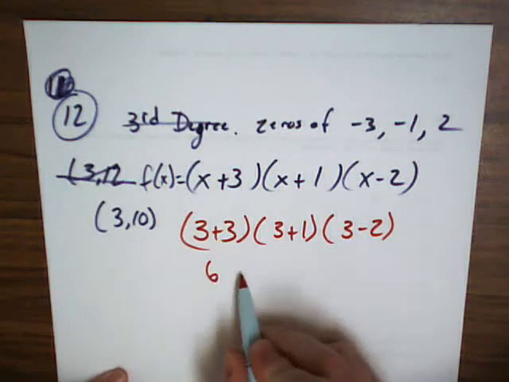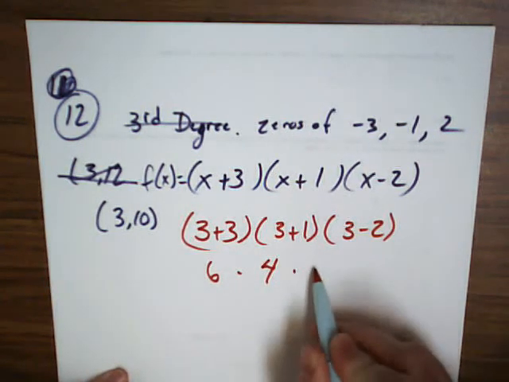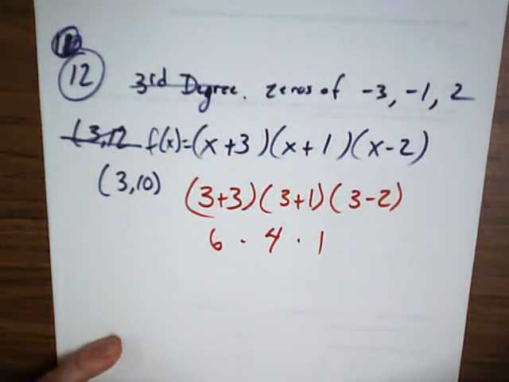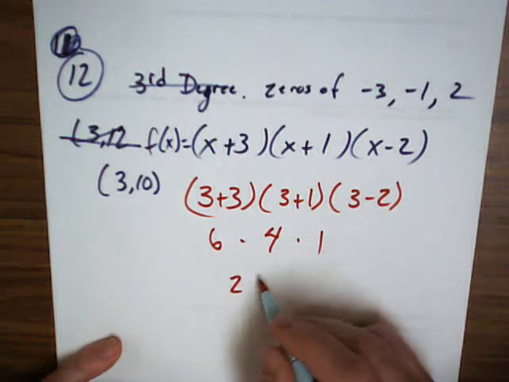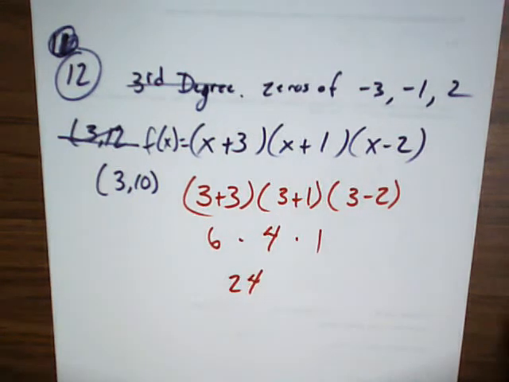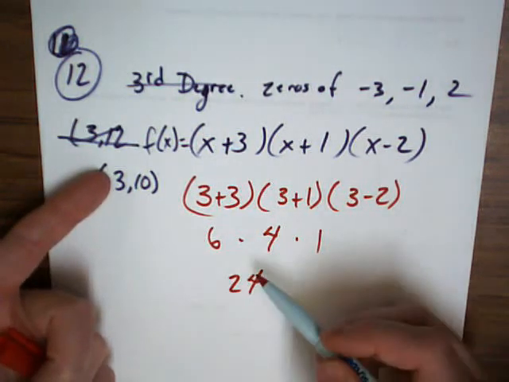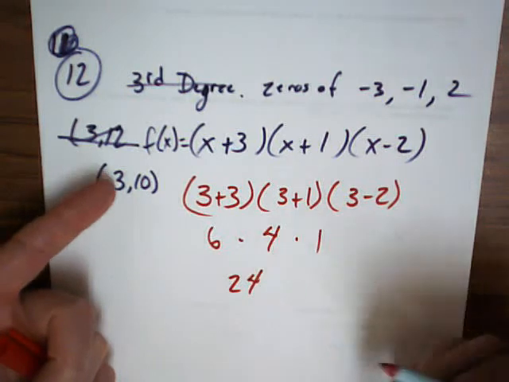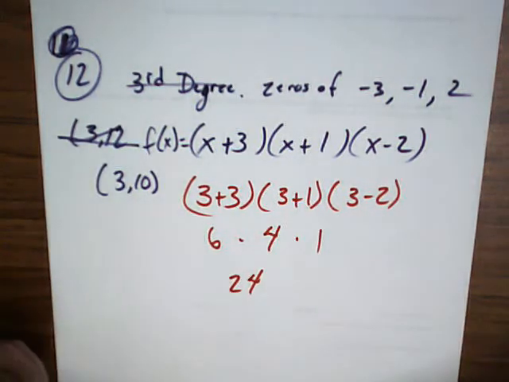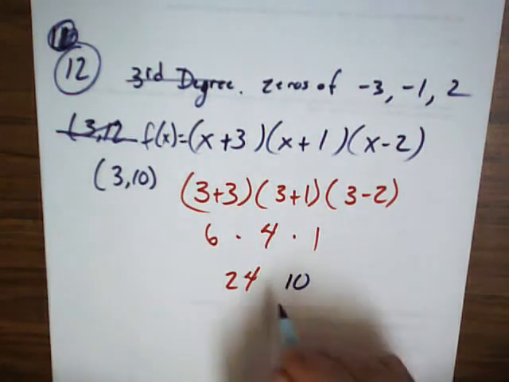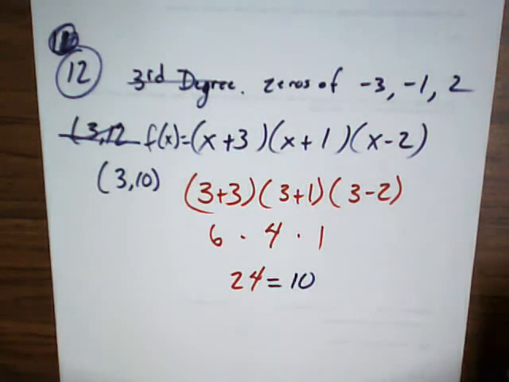So 6 times 4 times 1. Is that right? Can I add? I can add correctly. Awesome. Does that give me 10 though? No. Dang. What's that give you? 24. So if I plug in a 3, I get 24. I don't want 24, do I? What is it that you want? You want a 10. I really wish that 24 was equal to 10. It'd be sweet if it was, right?